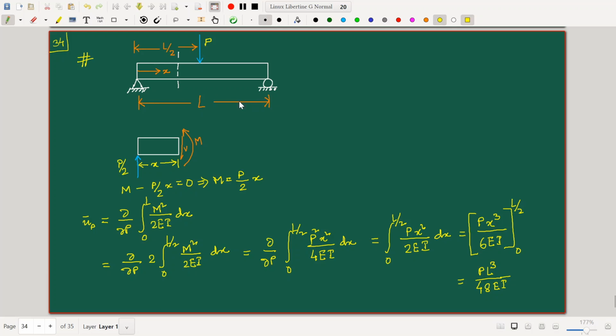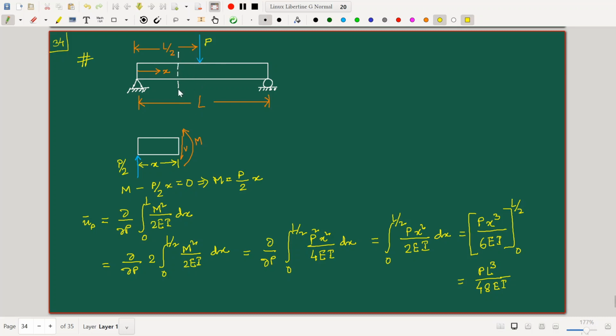So basically it's like this: suppose we do not exploit the symmetry. Then what we have to do is traverse the entire length of the beam from x equal to 0 to x equal to L, and in the process of doing that, the expression of the bending moment is going to change. Because you note that from 0 to L by 2, this P doesn't come into the picture. This externally applied P doesn't come into the picture.